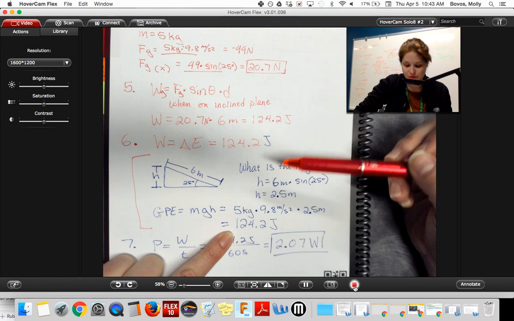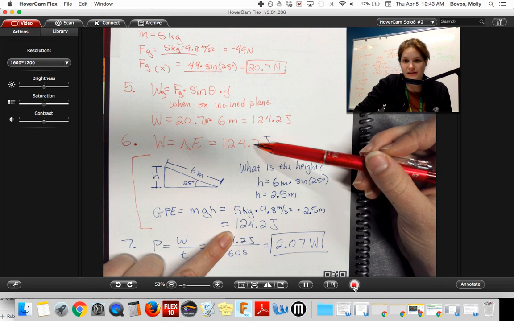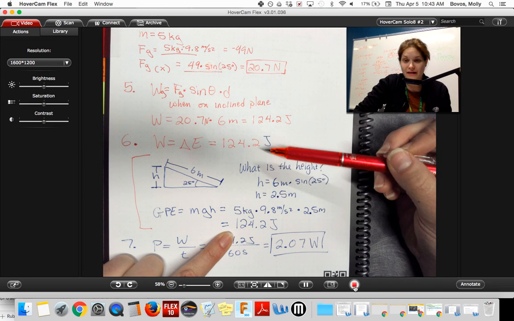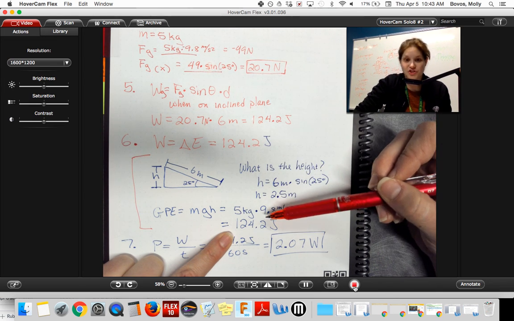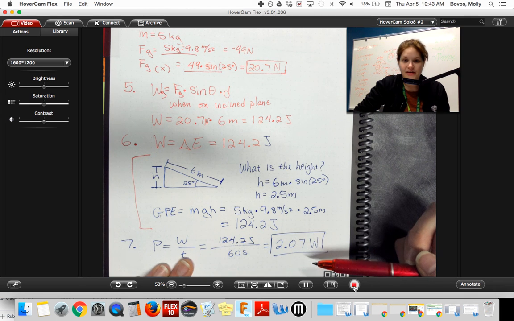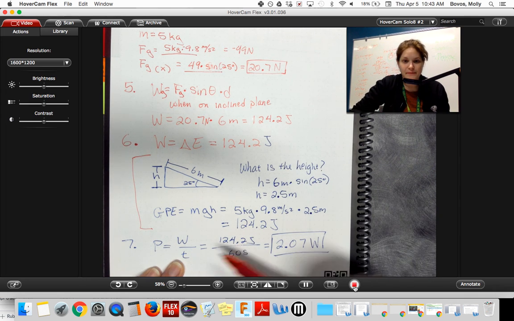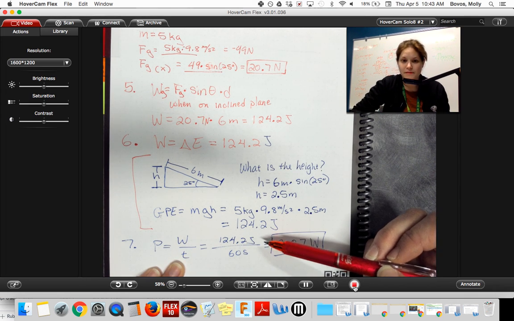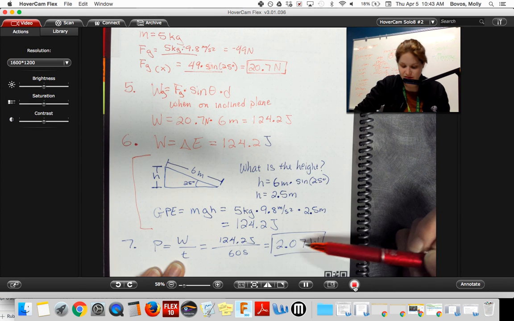So it just shows you that when we're calculating the work here, the work done by gravity, that is the change in the gravitational potential energy. They're the same. And then the last thing here is just calculating power. It was 1 minute, which is 60 seconds. There you go.